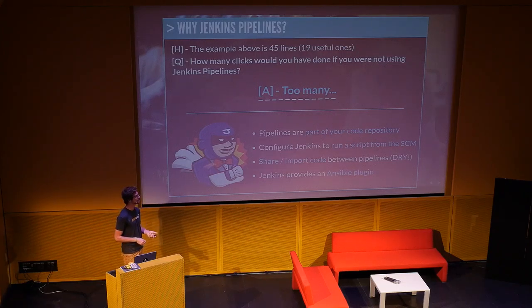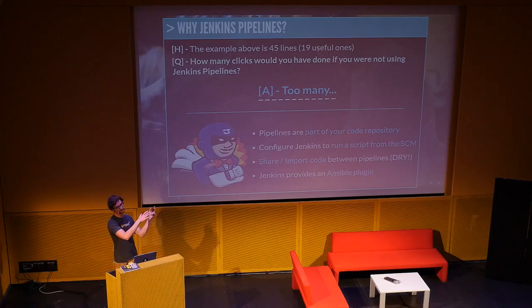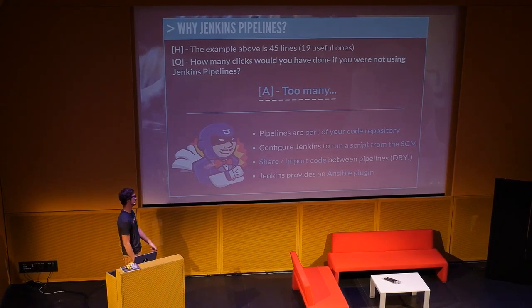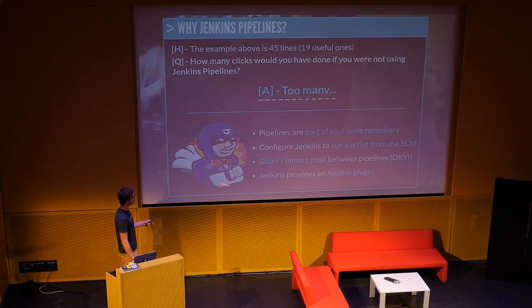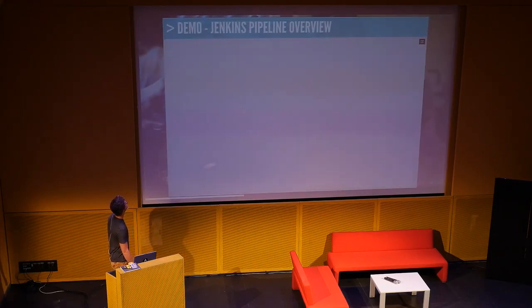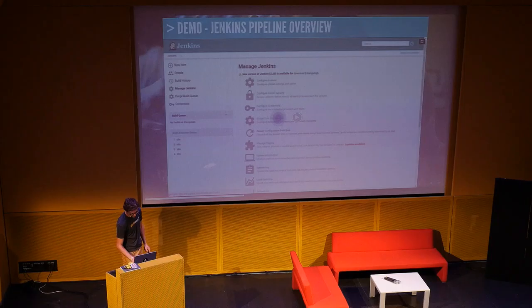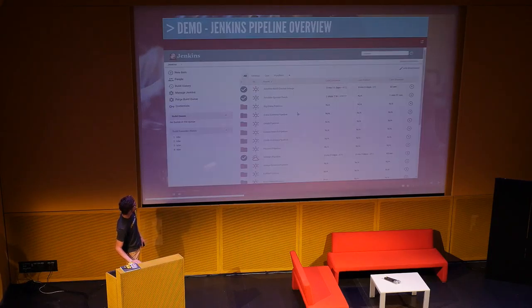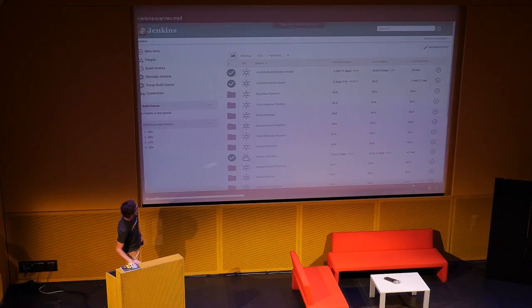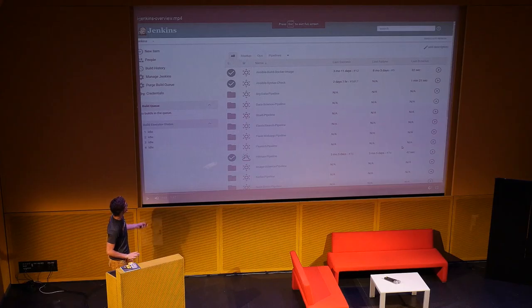So if we summarize, Jenkins pipelines are integrated with your code repository. You can configure Jenkins to run a script from your code repository. So if you build something smart at a higher level, you can always run the same script that, based on the Jenkins job name, is going to grab the right variables and the right pipeline and just run it. You can share and import code between your pipelines and keep it DRY.